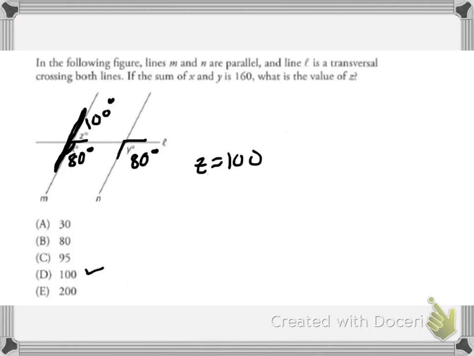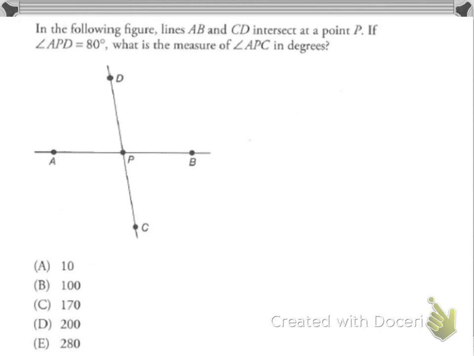Next question. In the following figure, lines A to B and C to D intersect at point P. If A, P to D, so we're going from A, P to D, is 80 degrees, we want to know what is the measure of A, P to C, which is this one. Well, again, those two together are going to form a straight line, which is 180. So if this one's 80, this one right here has to be 100. So in this case, it's B.